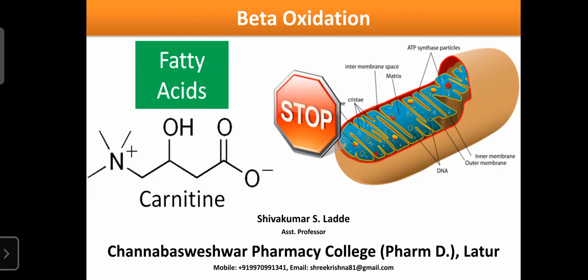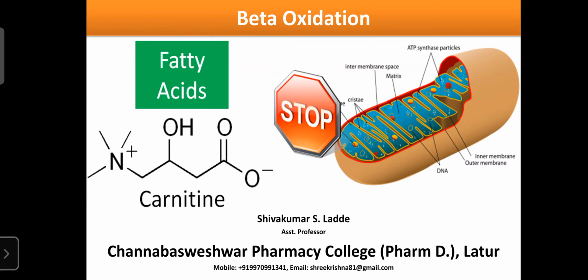So beta oxidation is one of the pathways that helps in the metabolism of fatty acids to yield energy or ATP. That ATP is required for various metabolic reactions. From this image you should note down two structures: one is the keratin, and another one is the mitochondria.